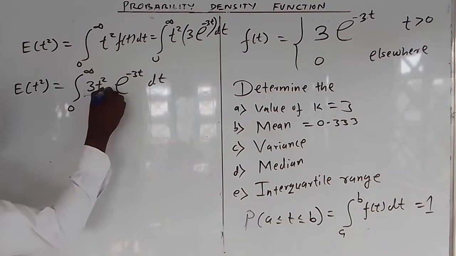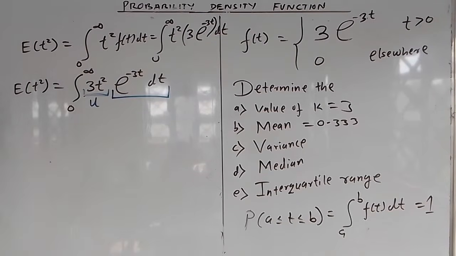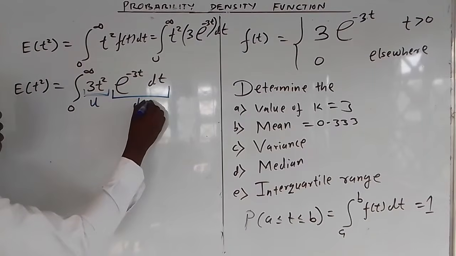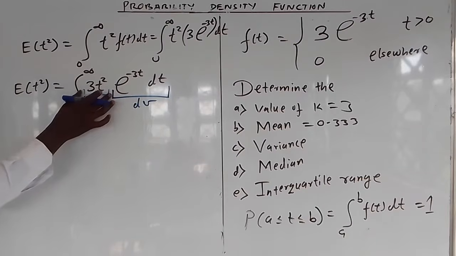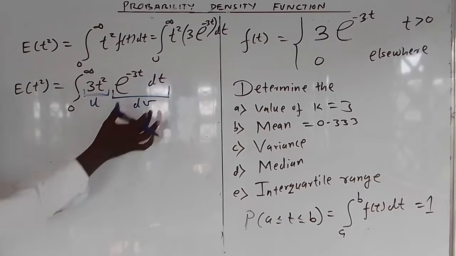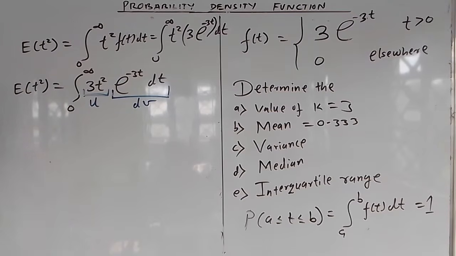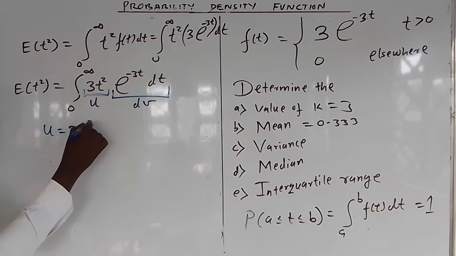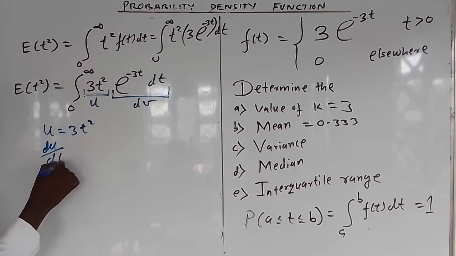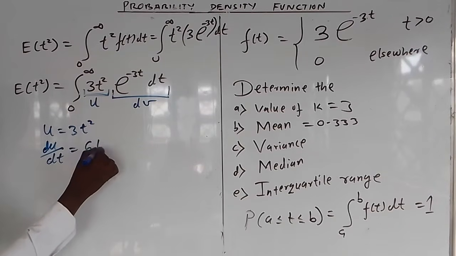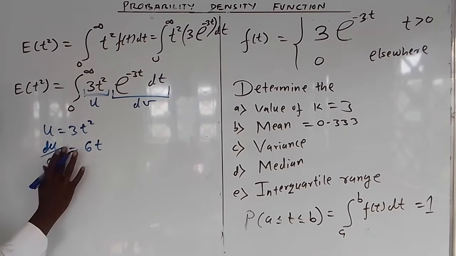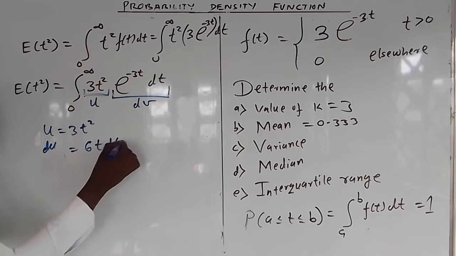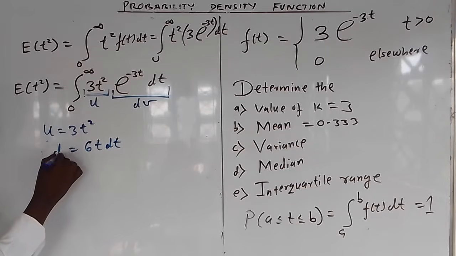So 3t squared is u, isn't it? Then exponential negative 3t dt is dv. Are we together? So this first part, this polynomial, you take to be u, then that exponential function dt is dv. So what is u? 3t squared. If you differentiate u with respect to t, 3 times 2 is 6, so 6t. Then taking dt the other side, du is equal to 6t dt.